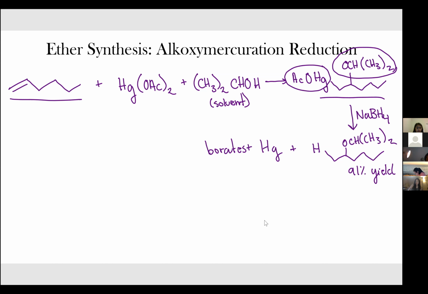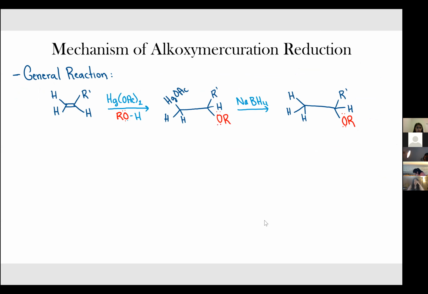Okay. Now let's take a general look at the reaction. This is the general reaction mechanism. We're going to start with some kind of alkene, and then we'll treat it with our mercury acetate and whatever alcohol we're trying to add. In this case, we just have ROH, and we're going to add the RO onto our alkene to get that ether. And after treating it with our alcohol, we're going to get rid of the mercury by doing a reduction with sodium borohydride.